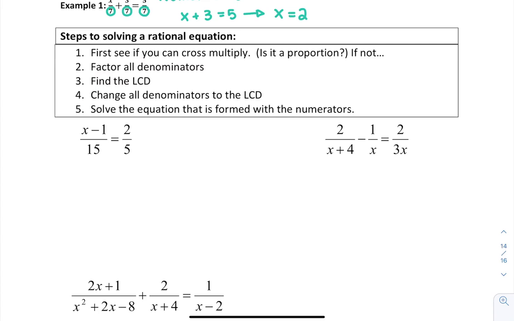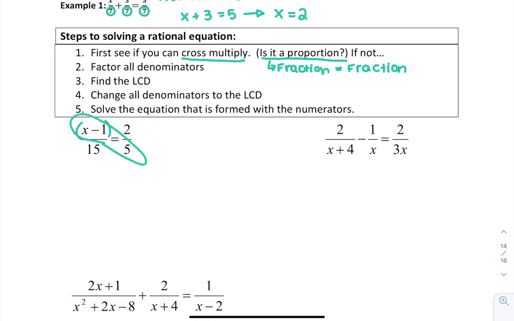The first step is to see if you can cross multiply. So is it a proportion? So that means we have something like a fraction equal to another fraction. Let's look at our first example before I move on. My first example has one fraction equal to another. I always like to put parentheses around things that have more than one thing in the numerator or denominator. Since it's a fraction equal to a fraction, this is a proportion, so I'm going to cross multiply.